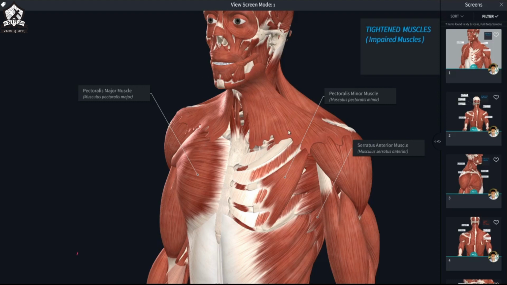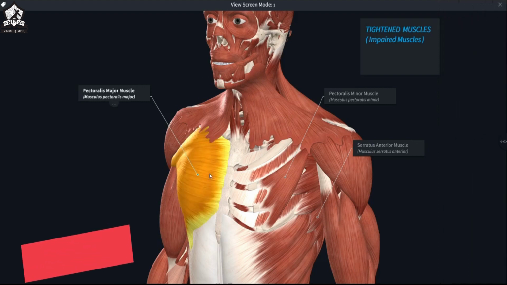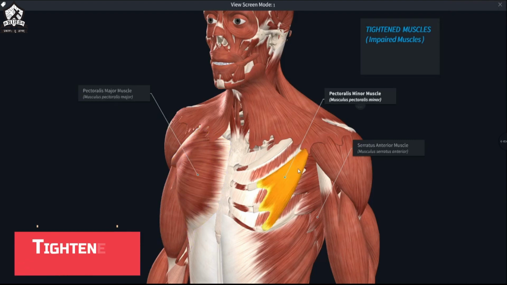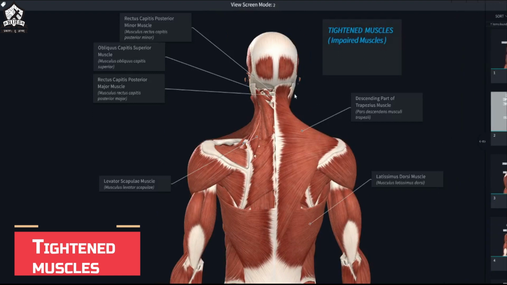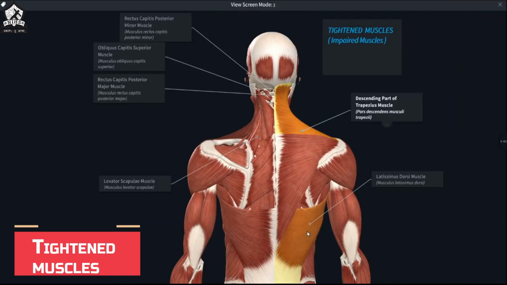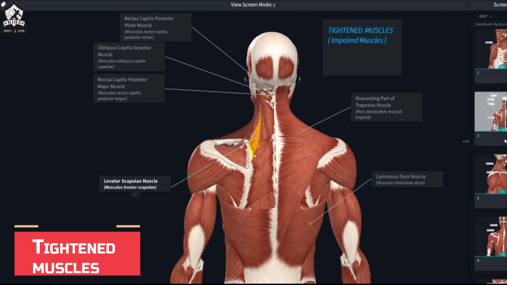So as you can see, the tightened muscles over the anterior aspect are the pectoralis major. Deep to the pectoralis major is the pectoralis minor, the serratus anterior. Posteriorly, you can see, first of all, the upper part of the trapezius and the latissimus dorsi. These are the two superficial ones. Then the group of the suboccipital muscles, and then the levator scapulae.